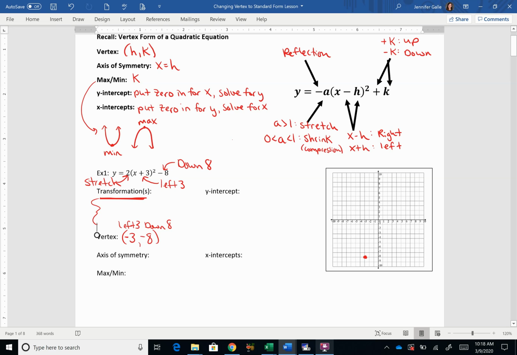Some other pieces we can pull from our equation.